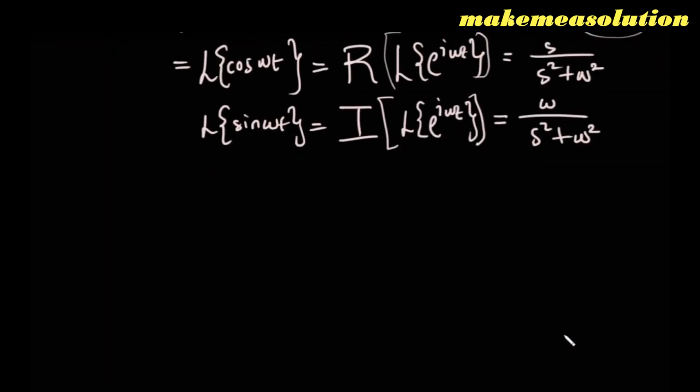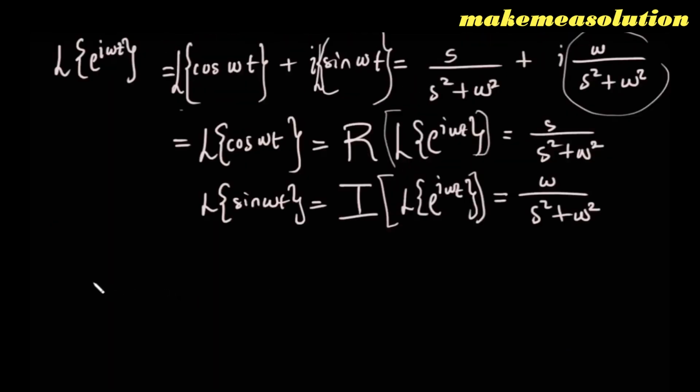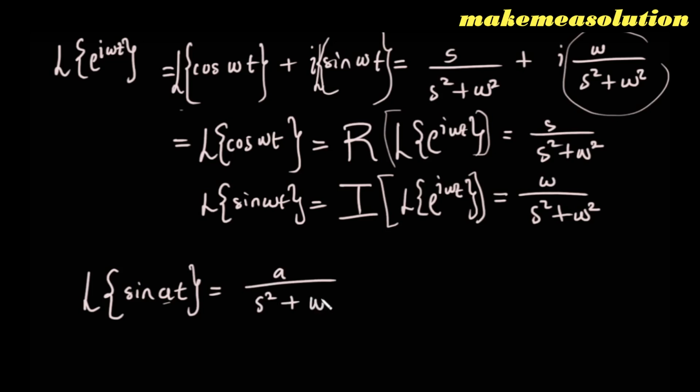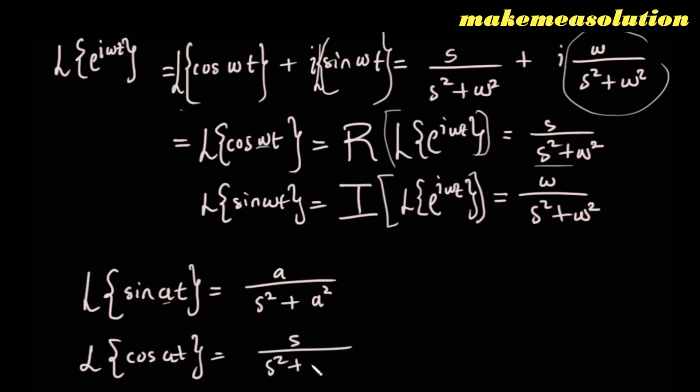So the generalization from this is that when you have the Laplace transform of sine at, where a can be omega, any constant, you will have it in this pattern. The constant comes here, divided by s squared plus a squared. Then the Laplace transform of cos at is, according to this pattern, assuming a is your omega, s all over s squared plus a squared. So you should know this at the back of your head.